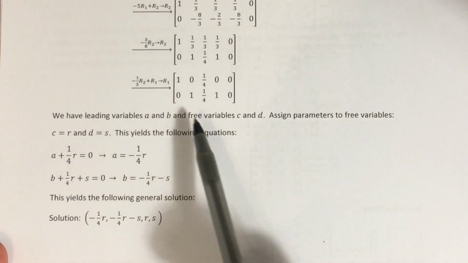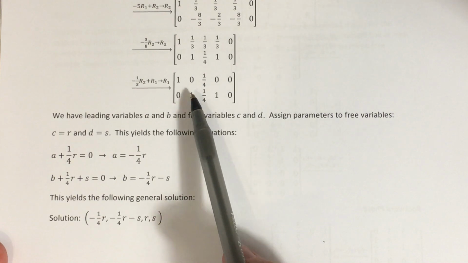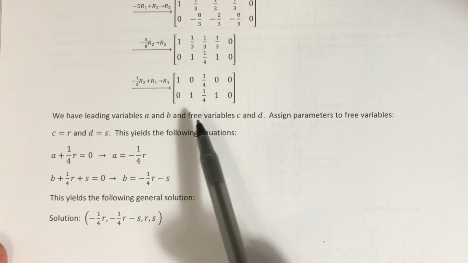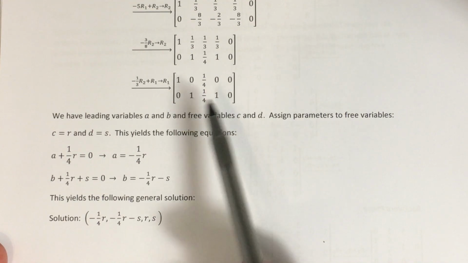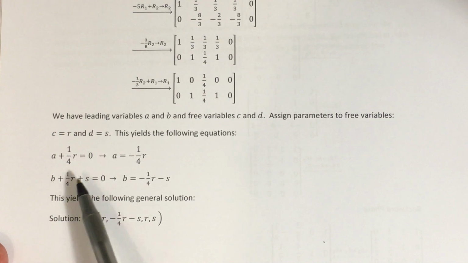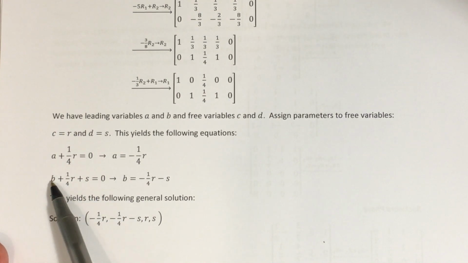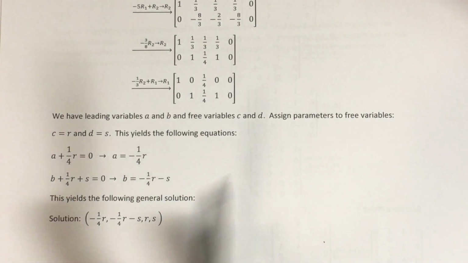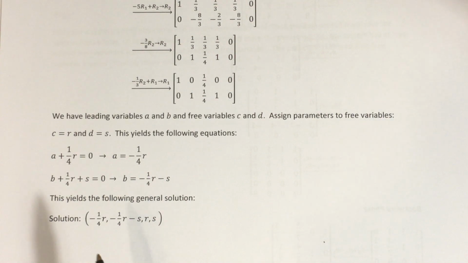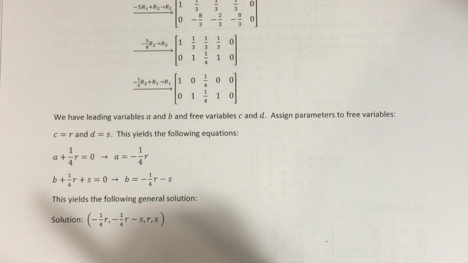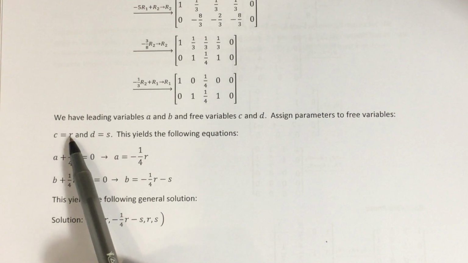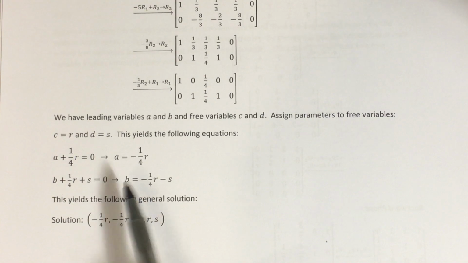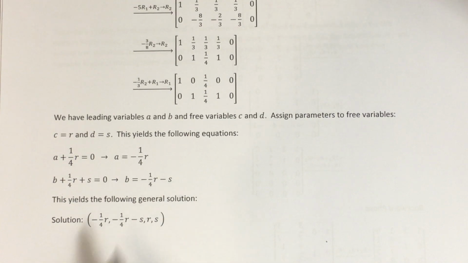Similarly, if I take the second row right here, normally I would write this as B plus 1/4 C plus D equals 0. But I replace the C with an R, and I replace the D with an S. So it gives me this, B plus 1/4 R plus S equals 0. Isolating the B gives me B equals -1/4 R minus S. So now all four of my variables are given in terms of R and S. C and D are equal to R and S by themselves. A is equal to a multiple of R, and B is equal to a linear combination of R and S.